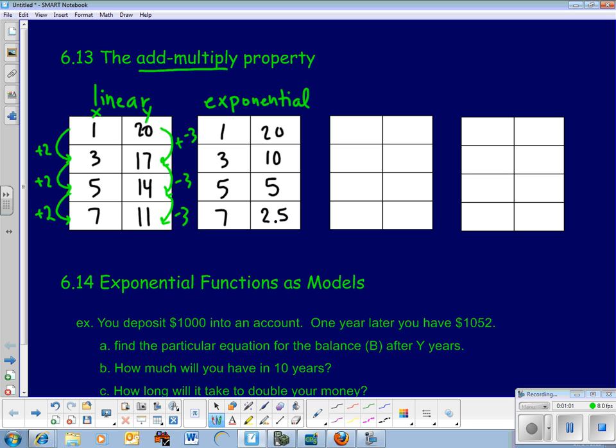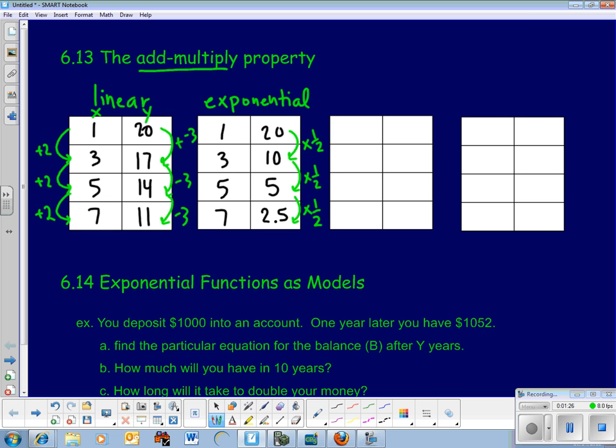Exponential functions have what's called the add-multiply property. In an exponential function, if you do the same steady growth of the x, 1, 3, 5, 7, it doesn't have to be a +1. It's when you add the same thing. You're going to, on the y side, multiply, not add, the same thing. So here, I multiplied by 1/2. Same thing here, times 1/2, times 1/2. Not very complicated. It's just the way exponentials work.